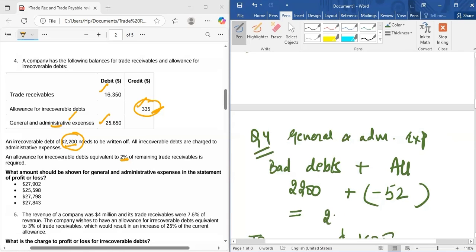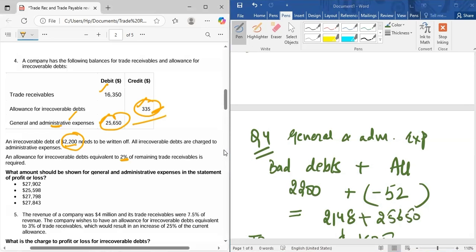2148, right? And what were my general and administrative expenses? 25650. So add them here because we have to tell the total. This 25650 did not have the impact of bad debts and the allowance. So in this 25650, I added the bad debts and I deducted the allowance because my allowance decreased. So I should decrease my expenditure, right? So this would come out to be 27798.